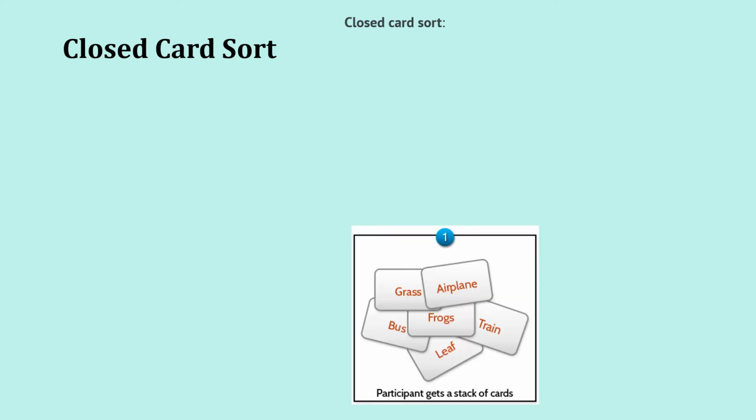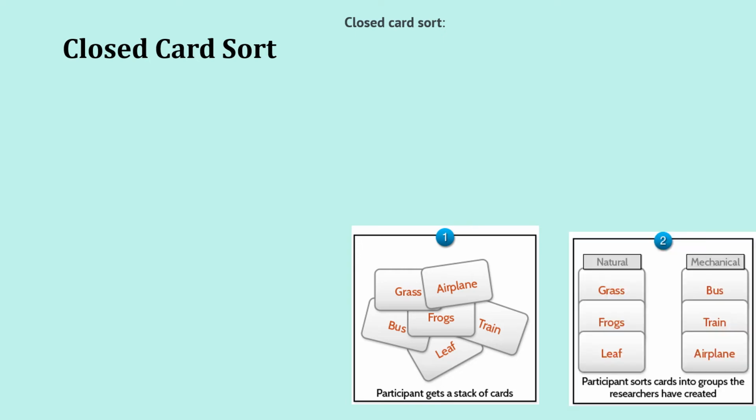All the category labels are provided, and participants don't add any categories of their own in a closed card sort. It is useful either as a validation exercise after an open card sort has already been conducted, or in cases where the categories have already been defined and the only question remaining is how cards should be assigned to those categories. A moderator gives participants predefined categories to sort the cards into.